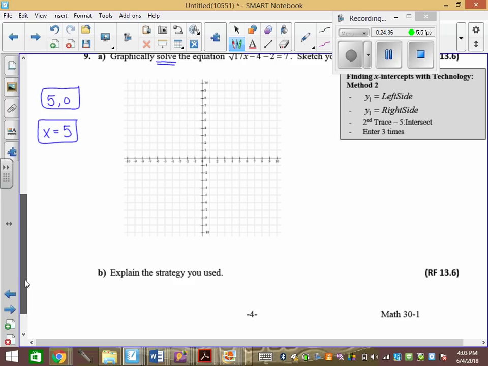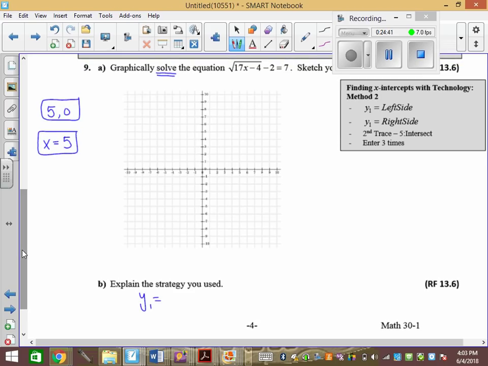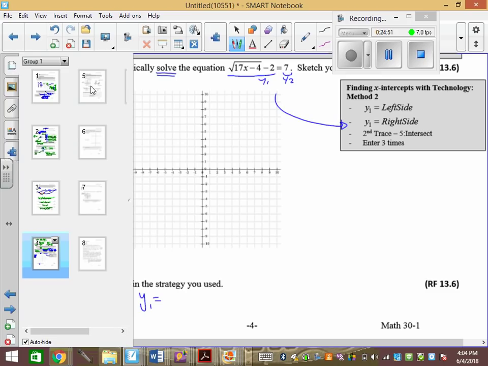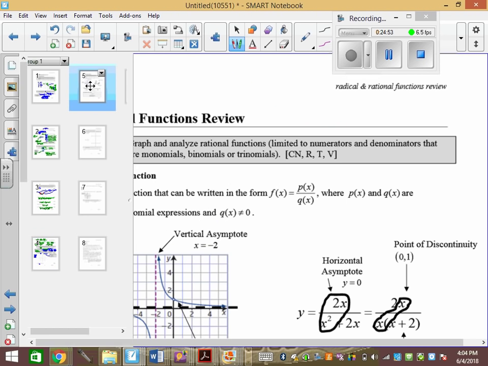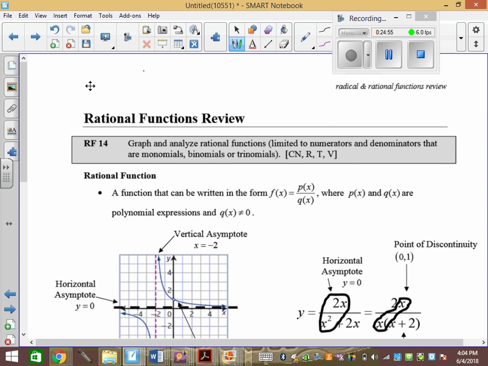Explain the strategy you used. I used my calculator. Y1, I made this side, and Y2 this side. And then I followed that. And then rationals, which I will deal with in another video.